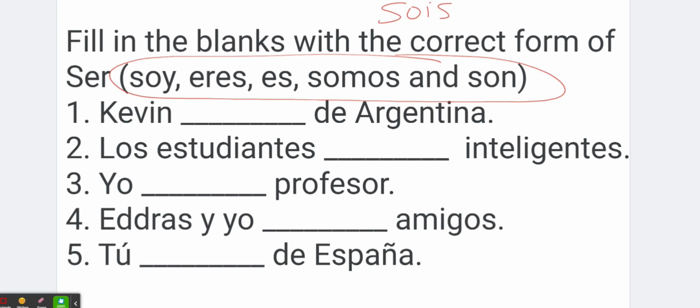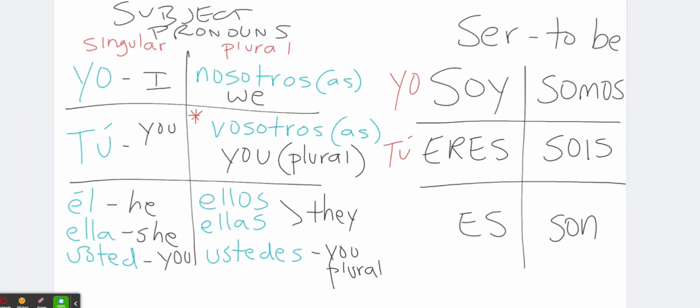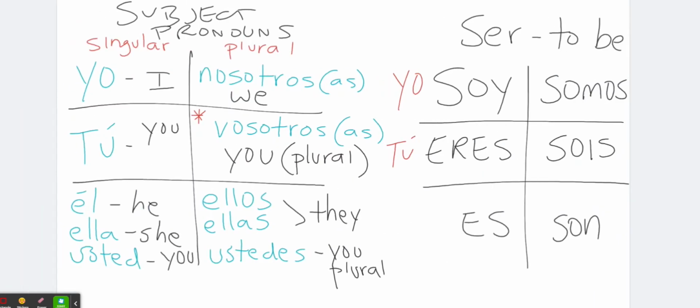So for number 1, it says Kevin and then de Argentina. So I'm going to say Kevin is from Argentina. What I need to decide is, do I want to use soy, eres, es, somos, or son? If you want to go through the full thought process here, I'm going to ask myself first, am I talking about one person or more than one person? Since Kevin is one person, I'm going to be using the information on the left-hand side, nothing on the right. So then you might ask yourself, where does Kevin fit on this chart?